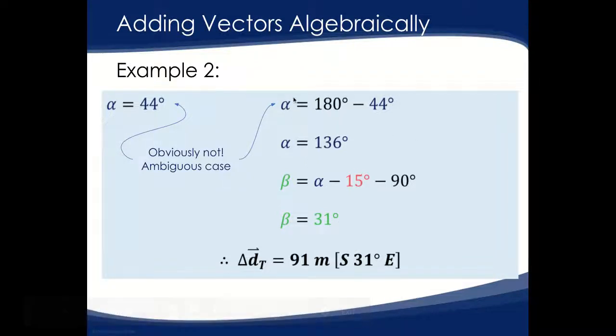So we had the angle is going to be 180 degrees minus 44, okay, which gives us 136. And then if you subtract the original angles, right, we had 15.